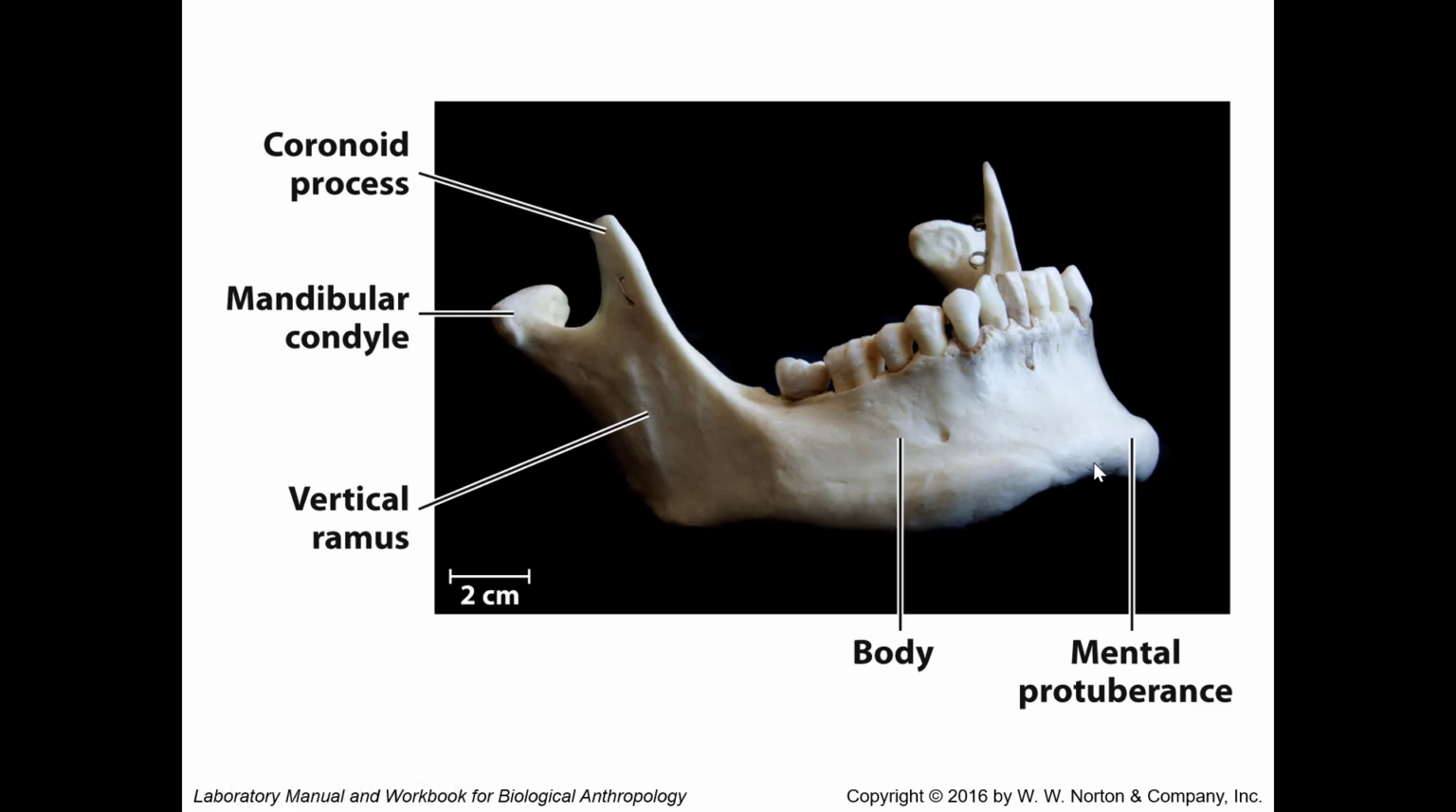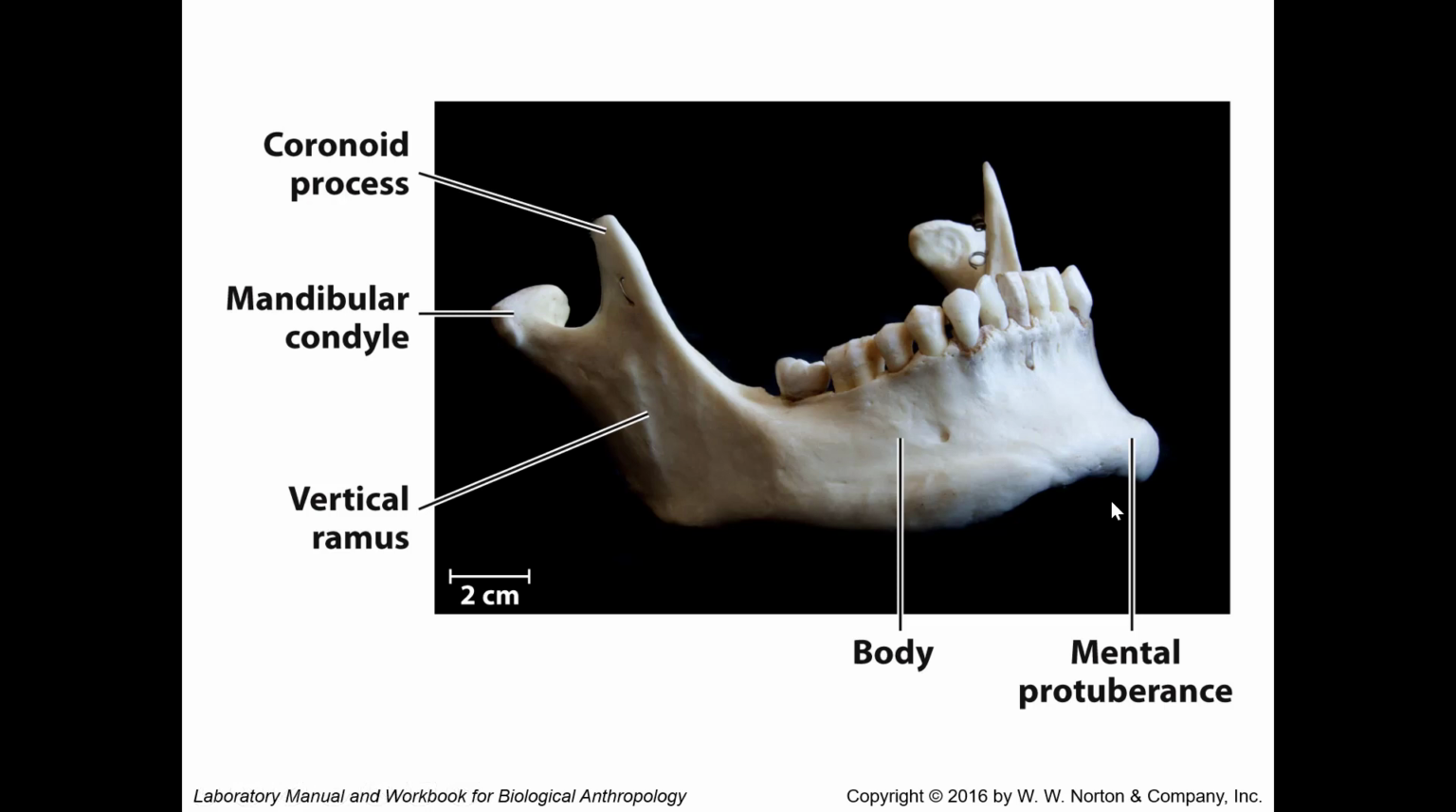All right, so again, we've got the horizontal body right over here. Then you've got your vertical ramus, on both sides. Then you've got your mandibular condyle, which articulates with our temporal bone to create the TMJ, or the temporomandibular joint. You've got your coronoid process, which is where our chewing muscles attach. And then you've got your mental protuberance, which makes up our chin.